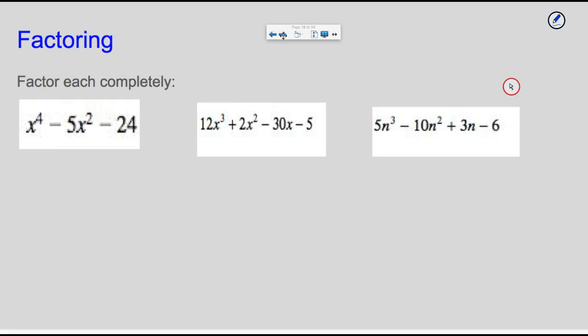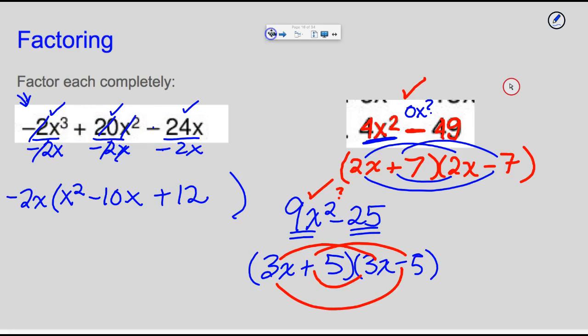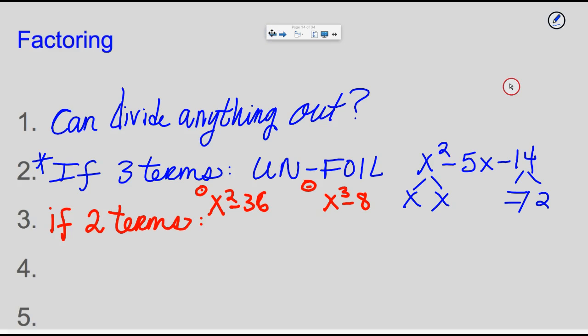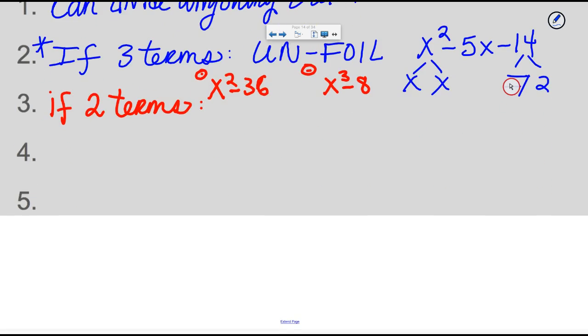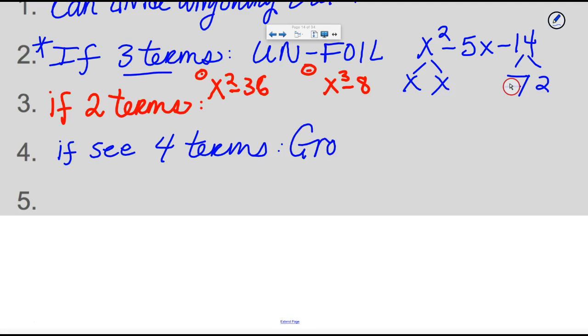All right, so next one up. I have to go back because I have to wrap up the factoring steps here. So next step, go back a couple pages. We just practiced those first kinds. We did some differences of squares. We did some unfoiling. Fourth thing is, if you see 4 terms, that's a trigger for grouping.